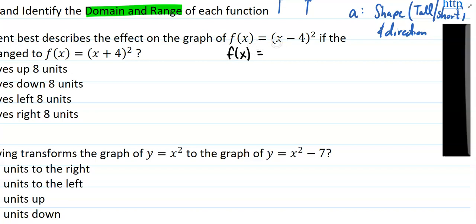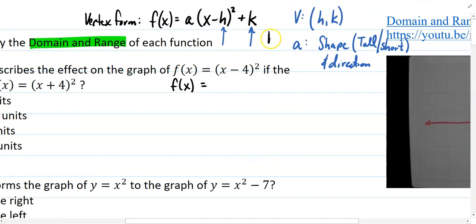What I was saying is that we could rewrite this particular function in a more traditional vertex form if we recognize that there's an implied a value in front of this group and there's an implied k value at the very end of the group as well. So we could imagine that this function was written this way.